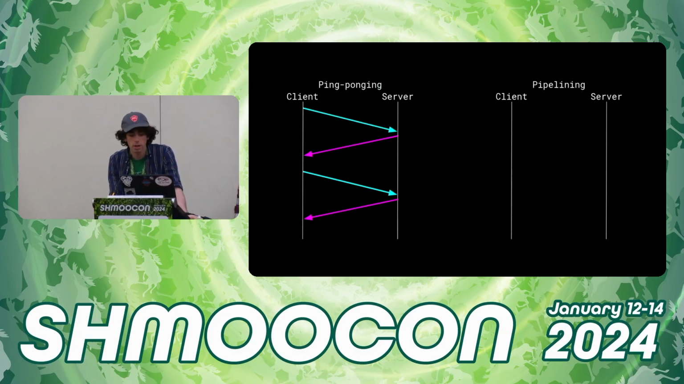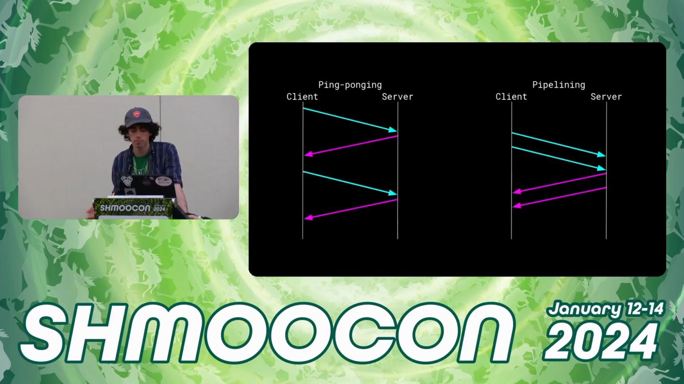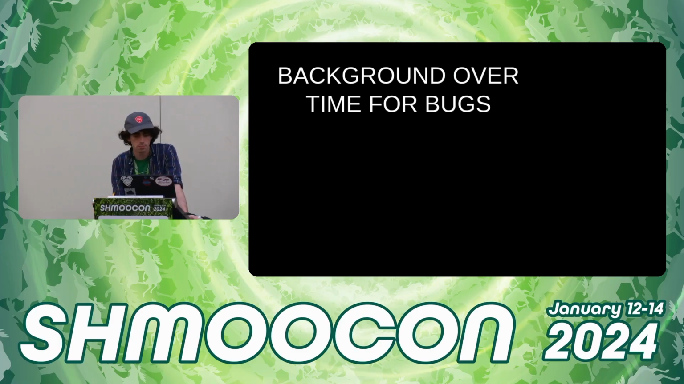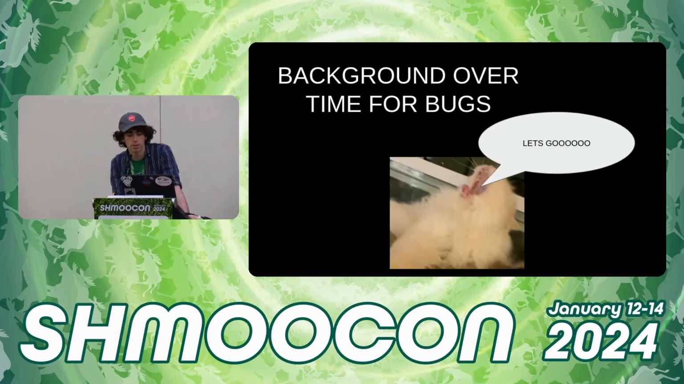The other way of reusing connections is pipelining. That's when the client sends multiple requests just concatenated together in a row on the connection to the server, and the server then responds with the appropriate number of responses. Okay, so that's the end of the whole background section. Now we can get into some of the vulnerabilities we found.